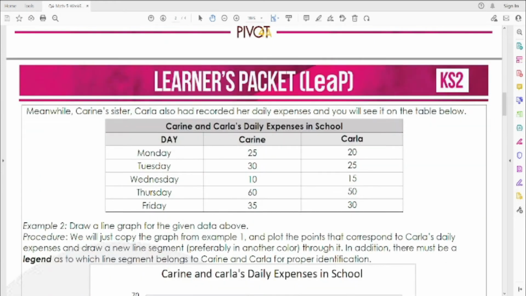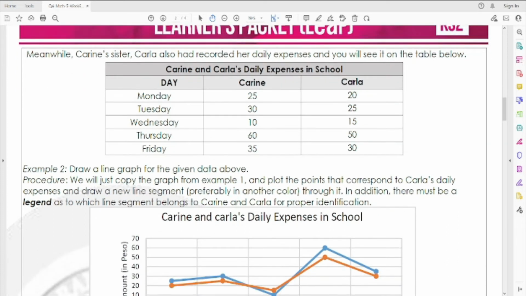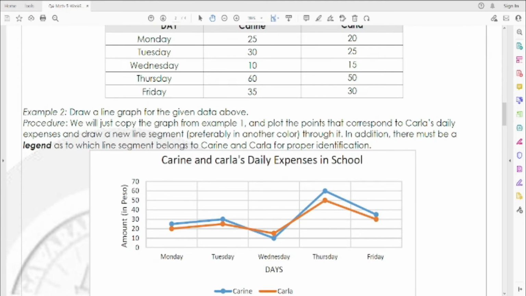Meanwhile, Corina's sister, Carla, also recorded her daily expenses, and you will see it in the table below. We have 3 columns: Day, Corina, and Carla. The title of this table is Corina's and Carla's daily expenses in school. So how are we going to put it into the graph? For example 2, draw a line graph for the given data above.